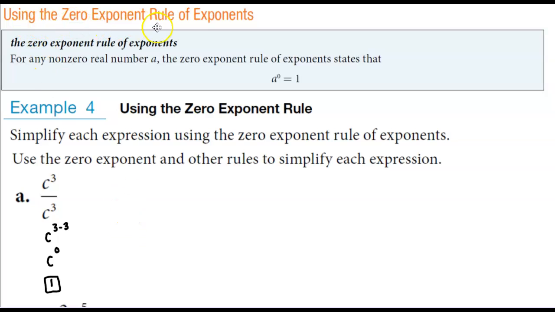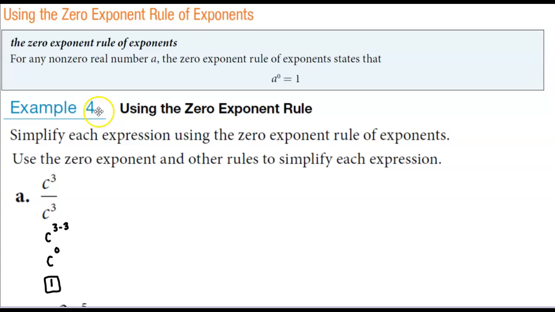Using the zero exponent rule of exponents. The zero exponent rule states that for any non-zero real number a, if you have a base that's raised to the power of 0, it's going to equal 1.